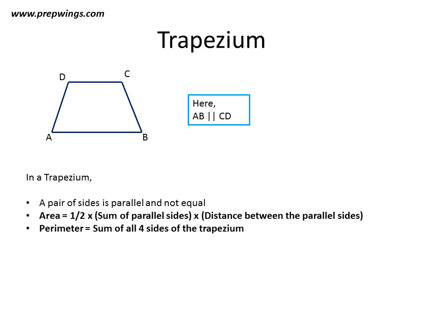Now we look at trapezium. In a trapezium, a pair of sides is parallel and is not equal. Over here AB is parallel to CD and AB is not equal to CD. Area of a trapezium is given by half into sum of parallel sides into distance between the parallel sides. And the perimeter is given by sum of all four sides of the trapezium. This is about trapezium.